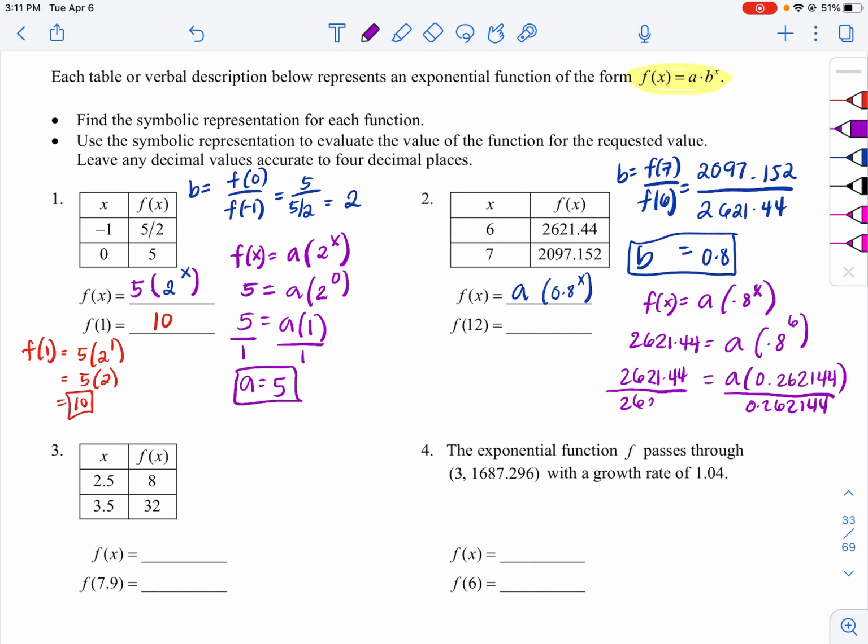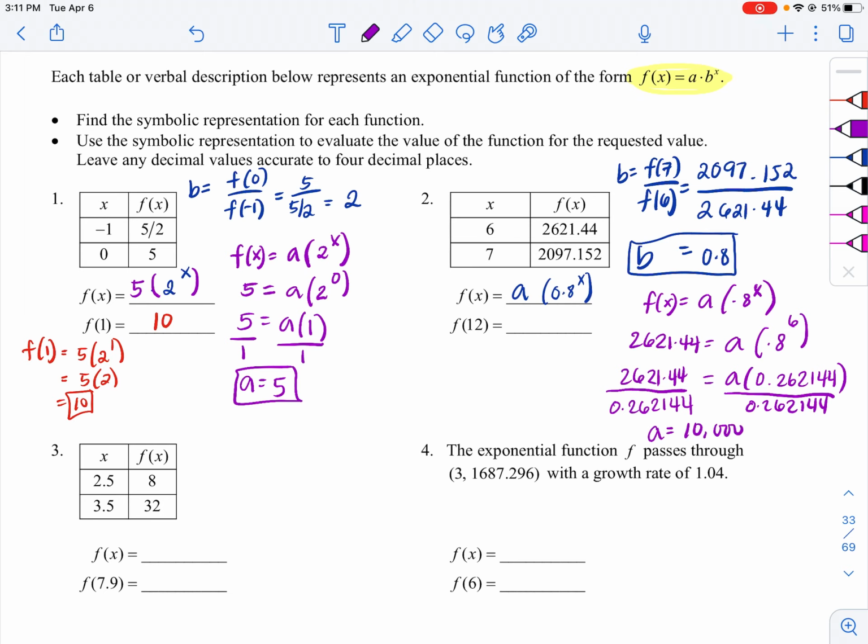262144, 2621.44. Okay? Oh, 262144. Oh, I just technically copied the one on the top. Okay, round 2. That is 0.262144. There you go. And our a value is going to be 10,000.